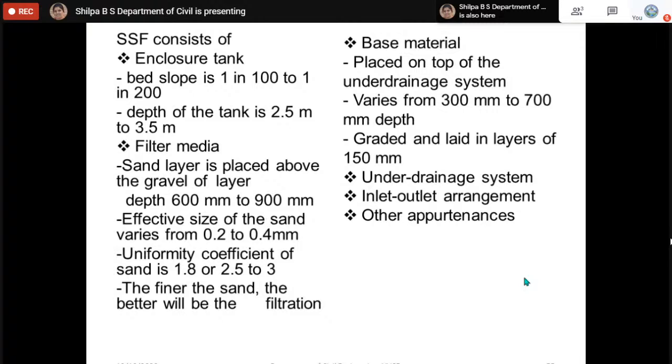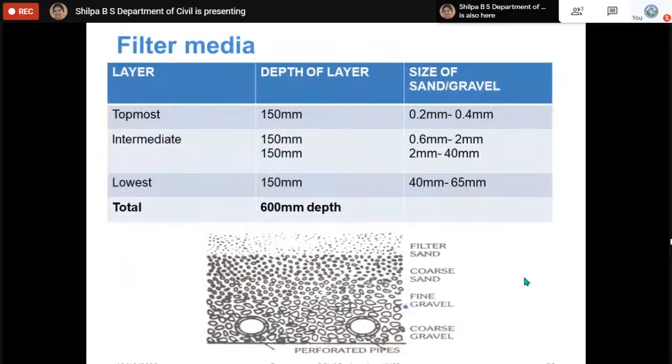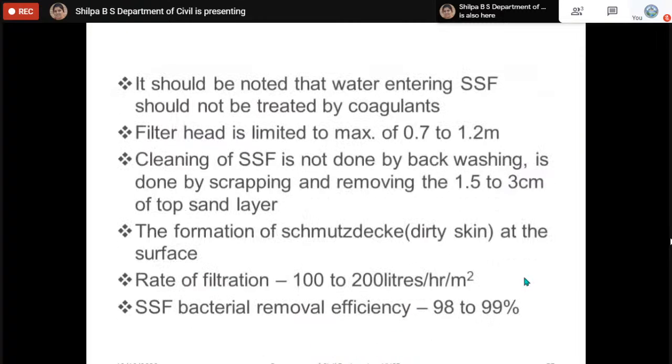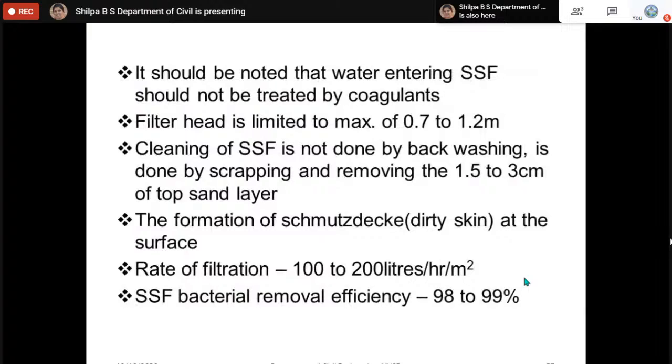Remember, the effective size of the slow sand filter is 0.2 to 0.4, and the uniformity coefficient is 2.5 to 3. Okay, this is again the same thing, showing how the various layers are provided in the slow sand filters with various thicknesses. And the filter head in this slow sand filter will be limited to 0.7 to 1.2. And the cleaning of the slow sand filter is not done by backwash, just by scraping the upper layer.